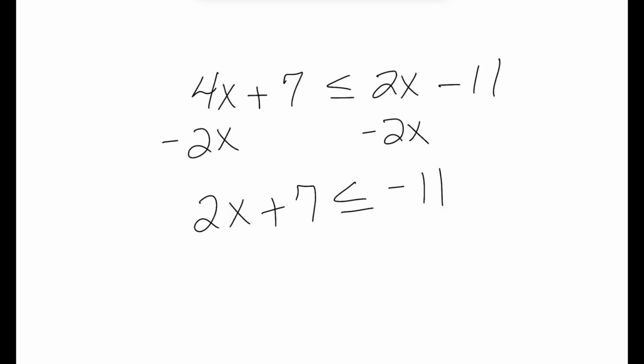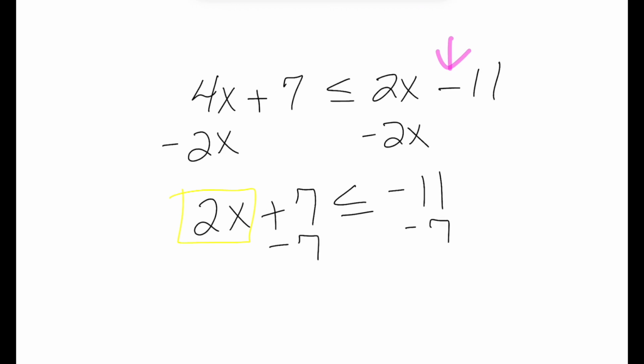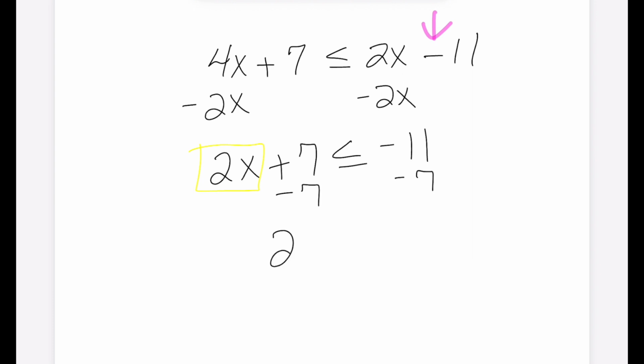Do not forget to use the minus 11. That stays with the 11 term. Now we go back. We're trying to get the 2x by itself again. So I have to move the 7. I'm going to do a minus 7 to both sides. That's going to give me 2x is less than or equal to negative 18.